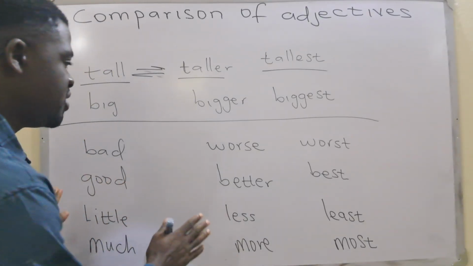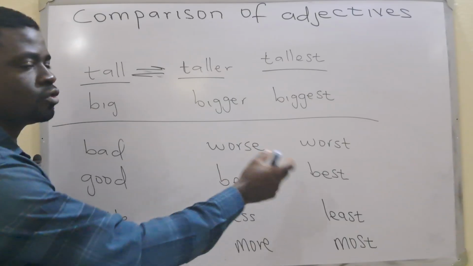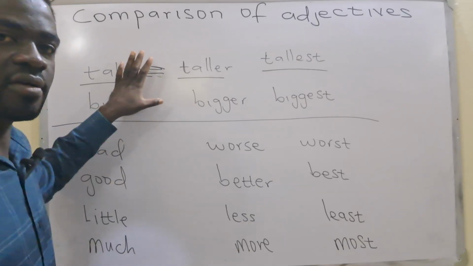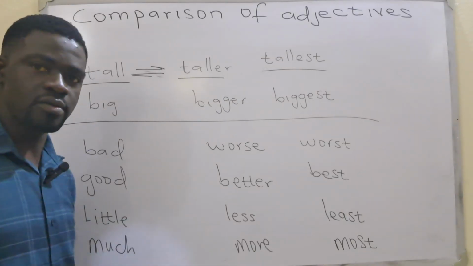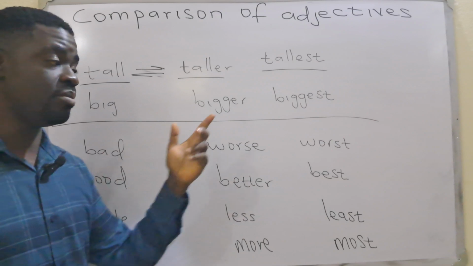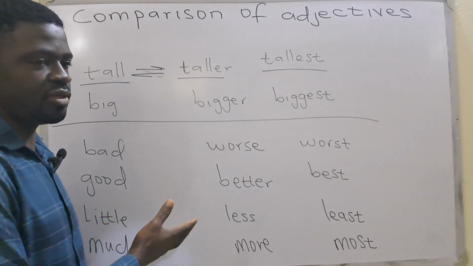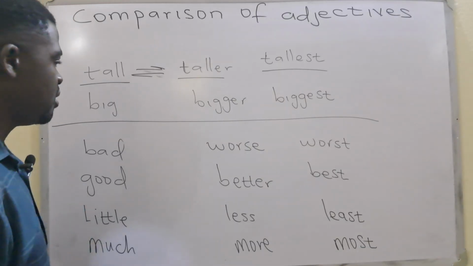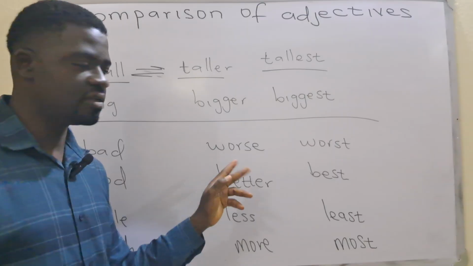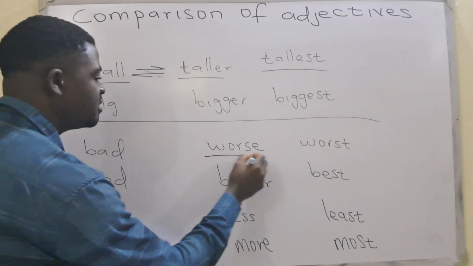Now, the ones that change form to indicate their degree, whether comparative or superlative, are called irregular. These ones are regular, then these ones are irregular. So you have bad, instead of saying badder and baddest, although some people say that it might be acceptable in some contexts, but the former way is bad, then you have worse, then worst. So this is the comparative form.